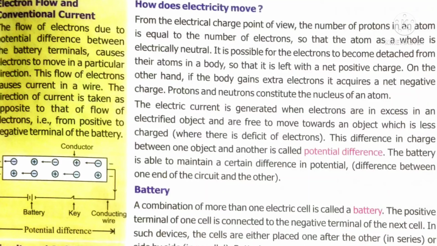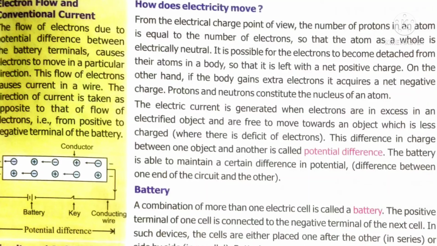It carries positive charge. And if there are more electrons, suppose the atom is neutral and it gains an extra electron from outside, so what happens? More electrons are present in the atom, so this atom carries negative charge. Since electrons are in excess, electric current is generated.